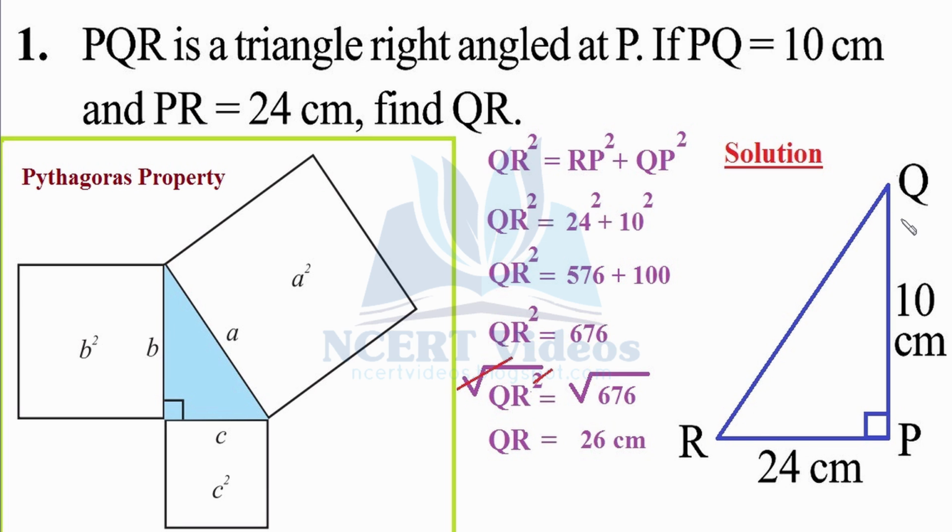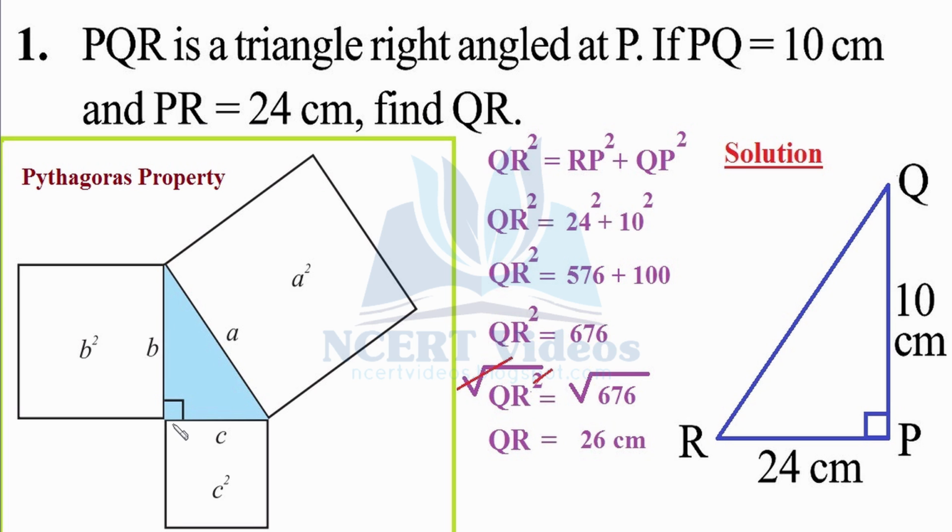we have to find the distance between points Q and R. That is, this is called the hypotenuse and these are the legs according to Pythagoras property. So prior to solving this question, let's revisit Pythagoras property. It states that the square of the longest side of a right angle triangle is equal to the sum of squares of its other sides, and the longest side will be opposite to the right angle.